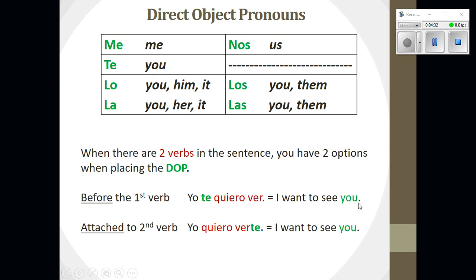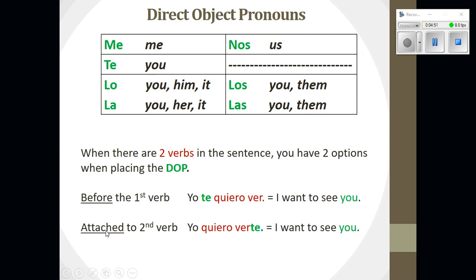So I want to see you. Notice here we have two verbs. Quiero, I want, and ver, to see. We can put it before the conjugated verb, just like we did on the other slide, right? Right here before quiero, yo te quiero ver, means I want to see you.